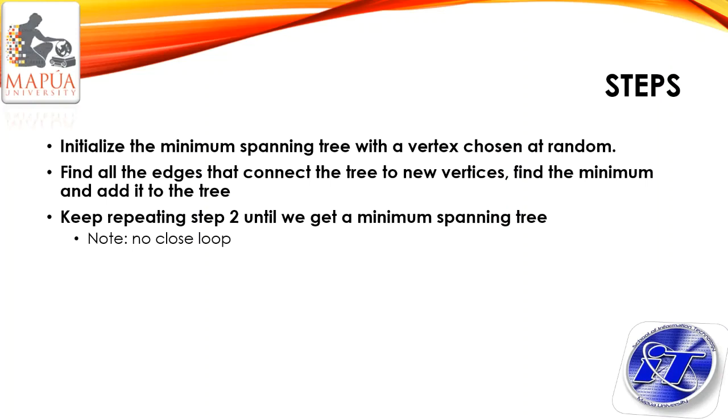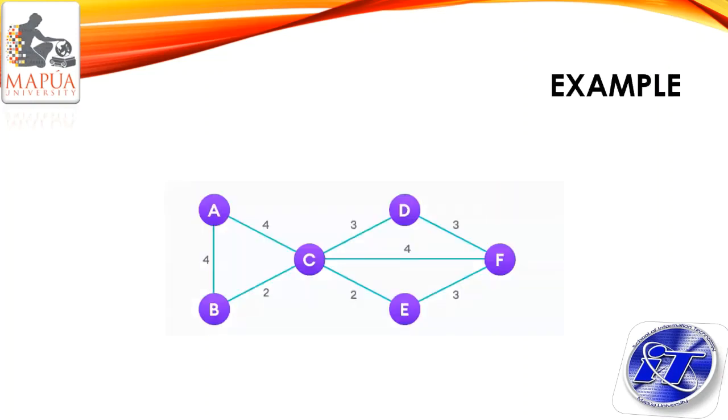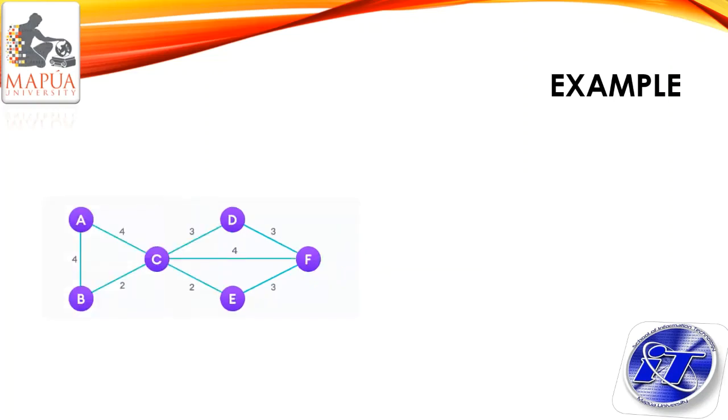So let's have an example. So we have 6 vertices here, A, B, C, D, E, F, and we have different weights that connect these different vertices. So first step, choose among the 6 your first vertex for your analysis. So for me, I'm going to consider the C vertex. This is my first vertex to consider in my shortest path.